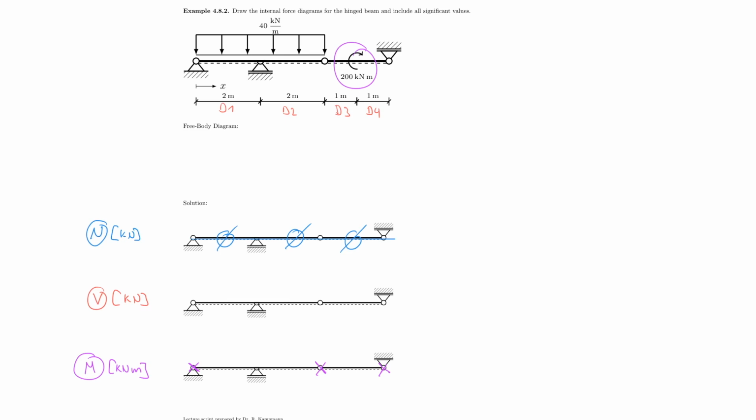That concentrated moment means that here in my moment diagram, I will have a jump. Just like a concentrated force causes a jump in the shear force diagram, a concentrated moment causes a jump in the moment diagram. So I know that I have a jump there. But I also know that I will have x squared here and x squared here, and then x and x.